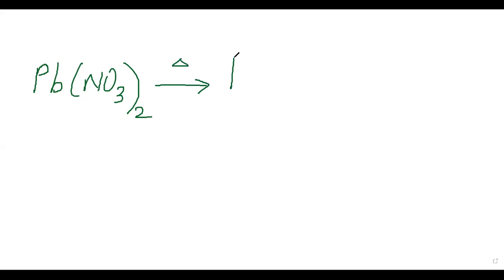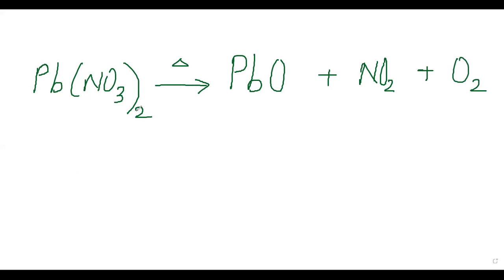What is happening is lead nitrate, Pb(NO3)2, is heated. It is forming lead oxide, NO2 and O2. You have to balance it. Here two oxygens are there.